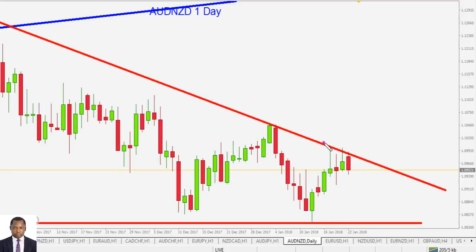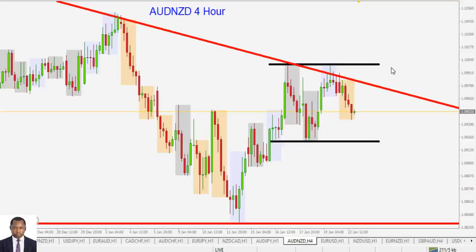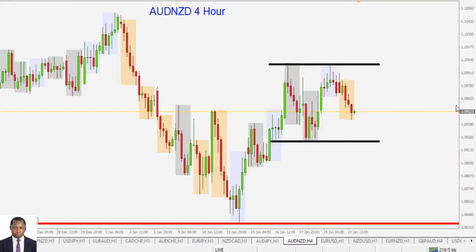Here we have about how many pin bars? 3 pin bars already in a row, so we didn't want to get involved in that market confusion. So let's see the lower time frame. In the 1 hour time frame, let me take out this line.